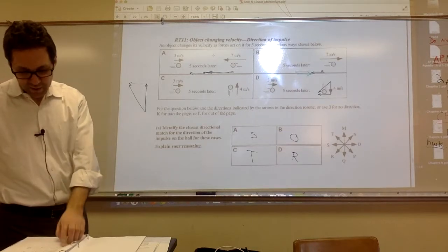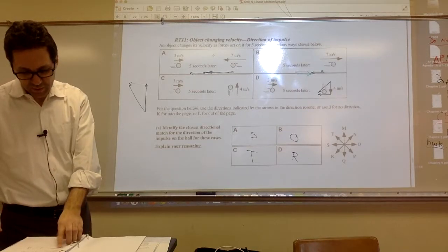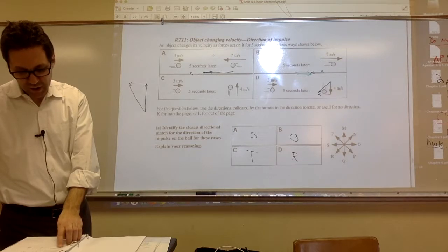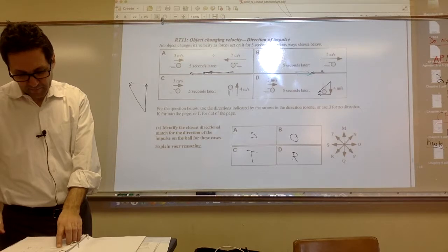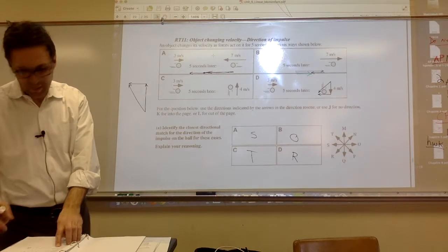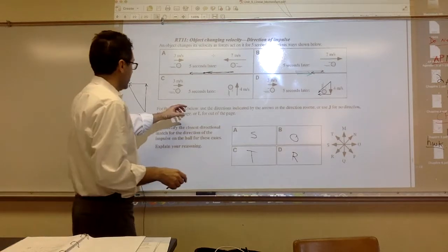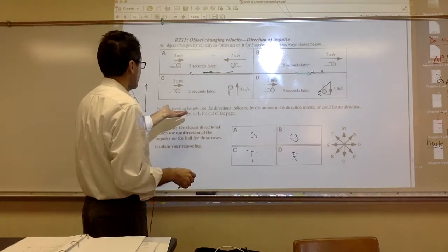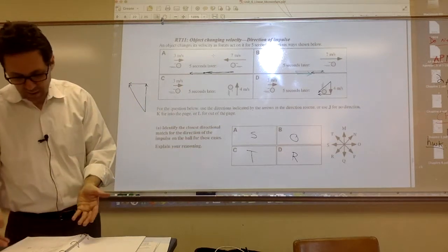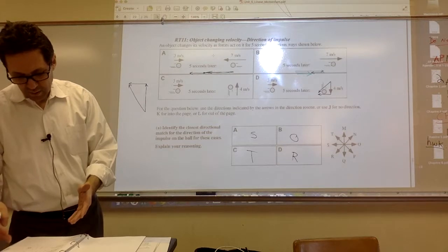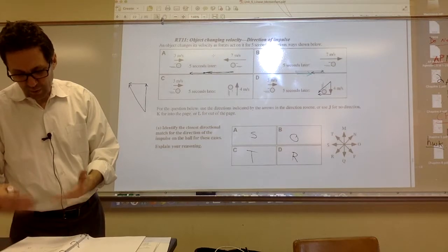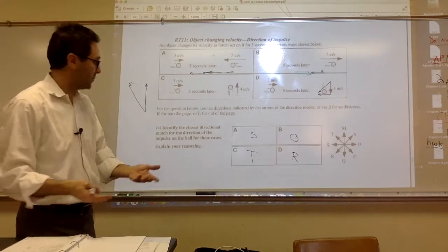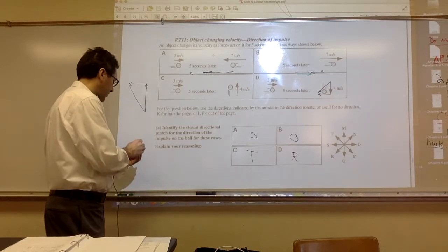Now the next question says, identify the closest directional match for the direction of the change in momentum for the ball. I think we just answered that. I think I answered the second question before the first, but basically the two questions are asking you the same thing. Impulse and change in momentum are exactly the same thing.